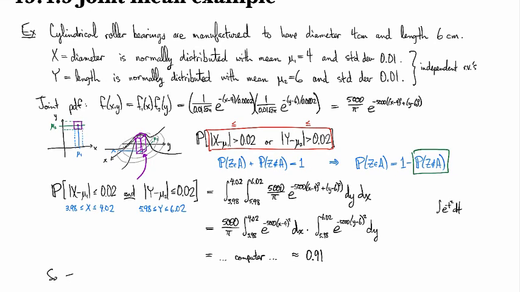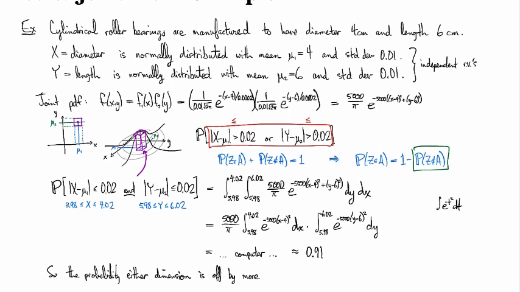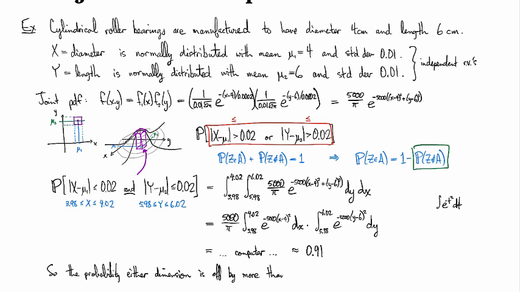So the probability that either dimension is off, where by off I mean differs from its mean by more than 0.02, is going to be 1 minus 0.91, which is 0.09. So in other words, you've got like a 9% chance that one of the dimensions is going to be real bad.